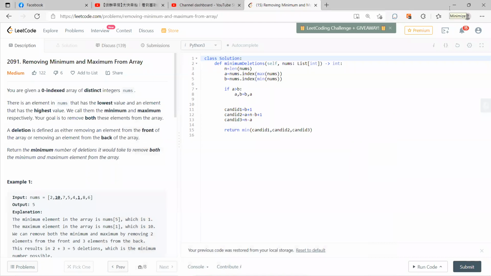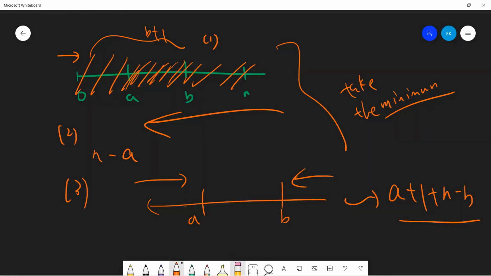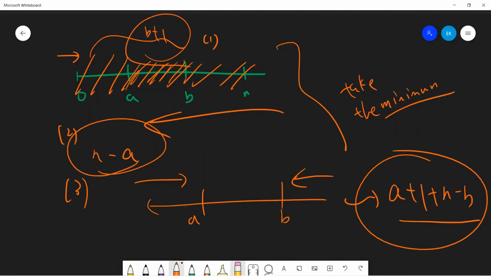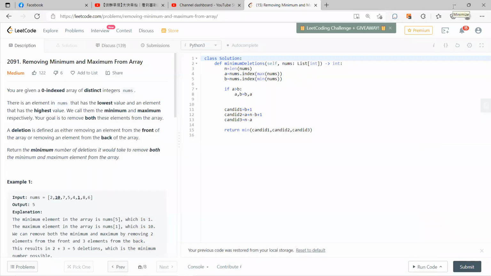Okay, so your candidate one is B plus 1. Yeah, so let me see. So N minus A, and B plus 1, and A plus 1 plus N minus B. Right, so B plus 1, A plus 1 plus N minus B, and N minus A. Then you take the minimum. Okay, so that's it.